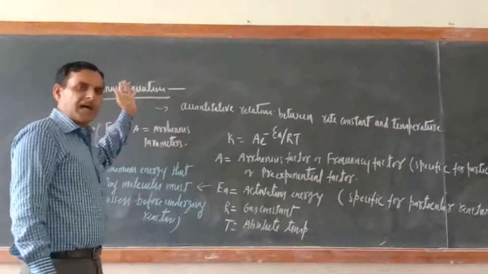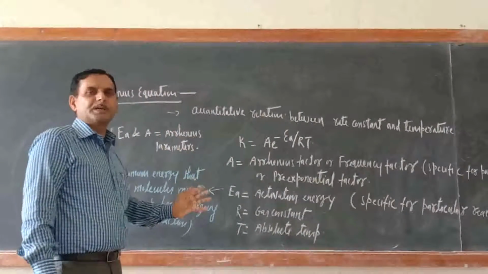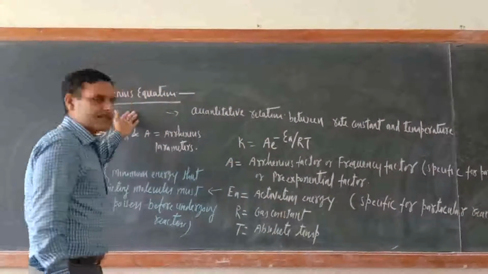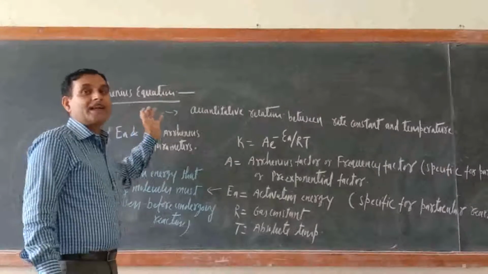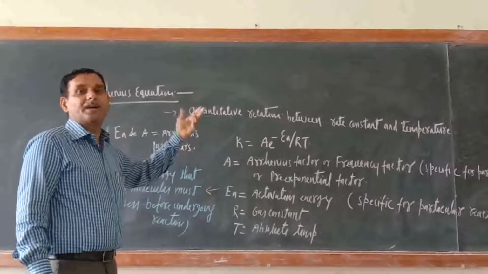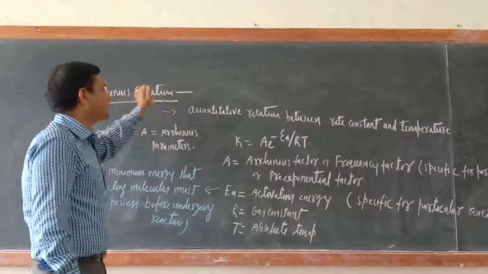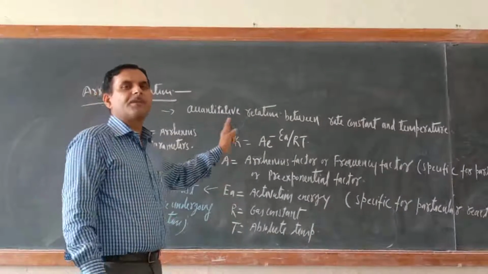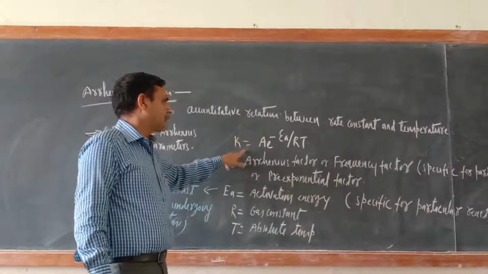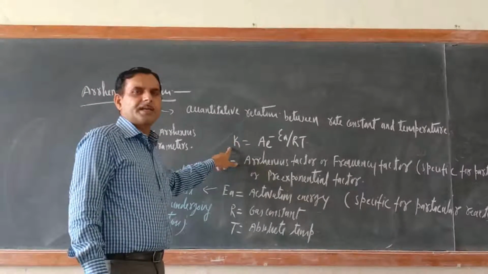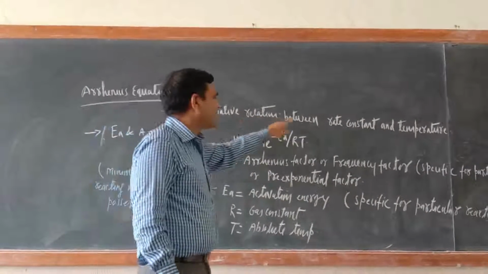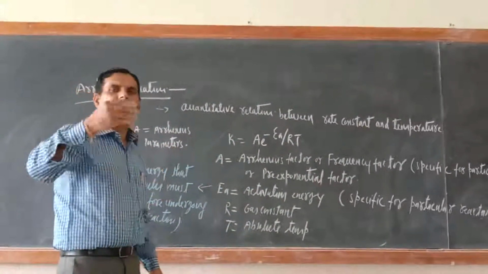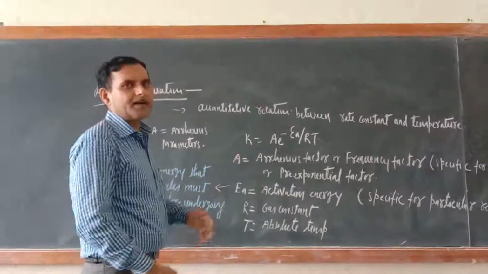Now that effect has been explained in a better way by Arrhenius in a quantitative method. So the Arrhenius equation is nothing but a quantitative relationship between rate of reaction or rate constant and temperature. So it is a quantitative relationship between rate constant and temperature. How the rate constant depends upon temperature.